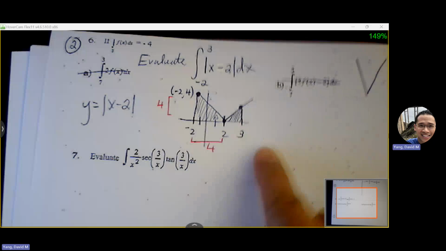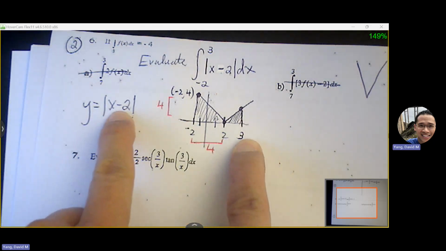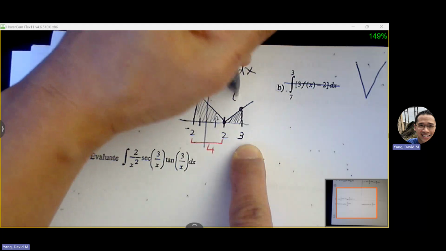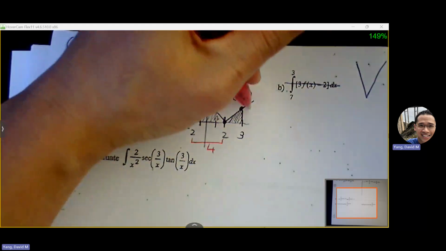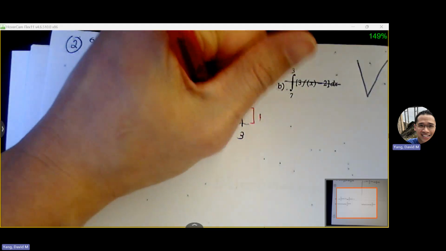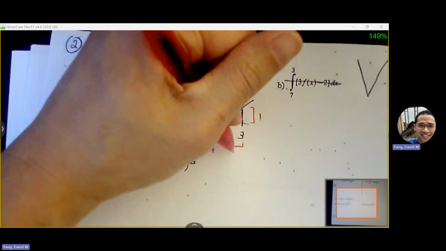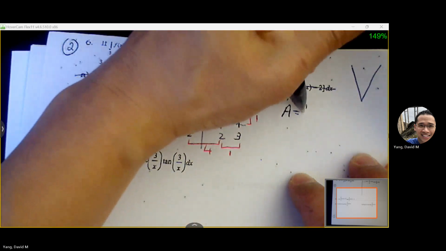All right, let's find the y value at this point. If I plug 3 into the function, what's 3 minus 2? 1. What's the absolute value of 1? Still 1. Okay, so my ordered pair is (3, 1). I'm focusing on that 1 because 1 is the height of my y value. So 1. What's the width of my second triangle? Also 1.